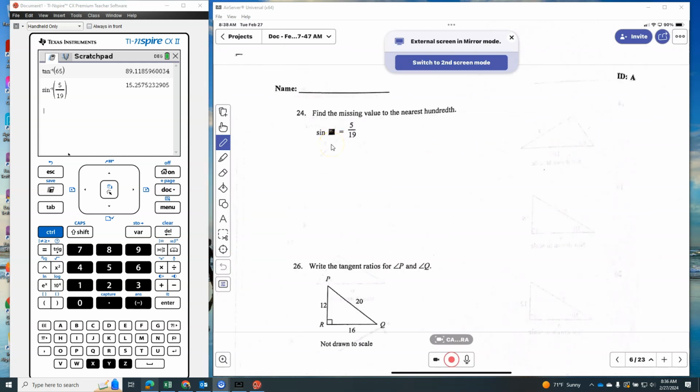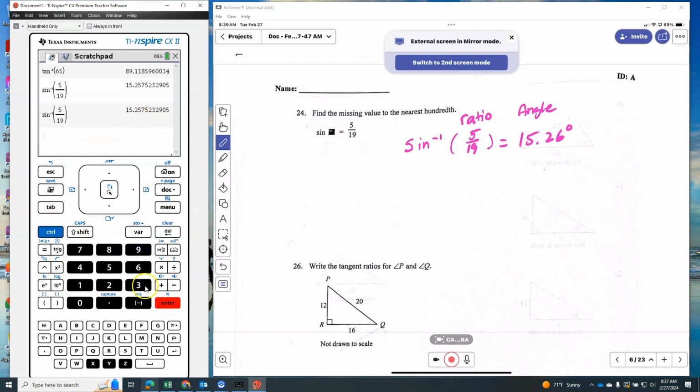So once again, we have to find the angle, because it says find the missing value. So we're going to use the inverse sine, and what you're going to provide the function is the ratio. So it's 5 over 19. And what comes out of here is the actual angle. And I already did it here. It says nearest hundredth. So the 5 is the nearest hundredth, so it's going to be 6. So it's 15.26 degrees. And once again, you go to trig, inverse sine, and just type in the ratio.